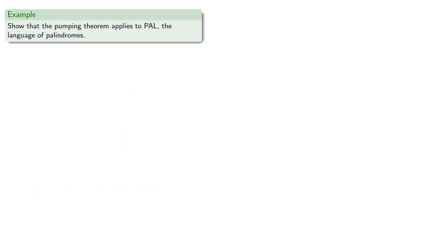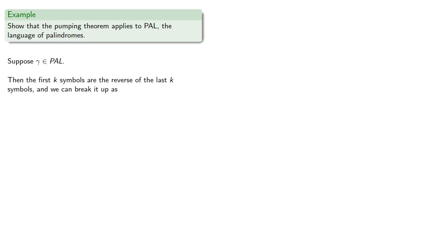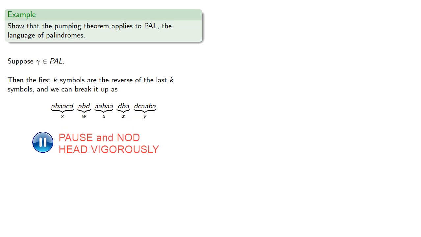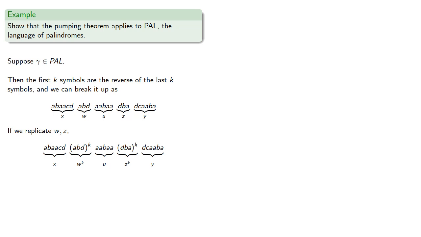Likewise, we can show that the pumping theorem applies to the language of palindromes. So suppose we have a string in our language of palindromes. Then the first K symbols are going to be the reverse of the last K symbols, and we could break it up, again, as the beginning, the end, two wings, and a middle. And we could replicate the wings as many times as we want to, and this will also give us a string in our language of palindromes.